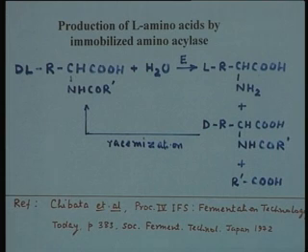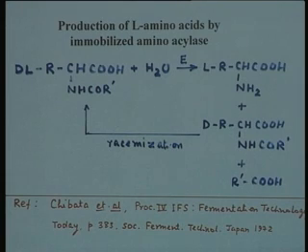Now, the first example that I want to illustrate with the use of immobilized enzyme is the production of L amino acids by immobilized amino acylase. Incidentally, this example is of interest, and the reason I chose it is that this was probably the first commercial process used anywhere in the world using immobilized enzymes.